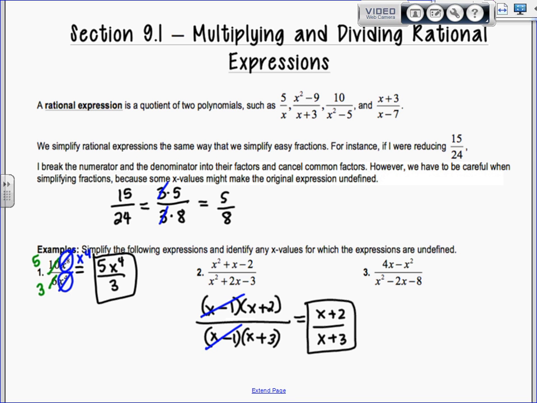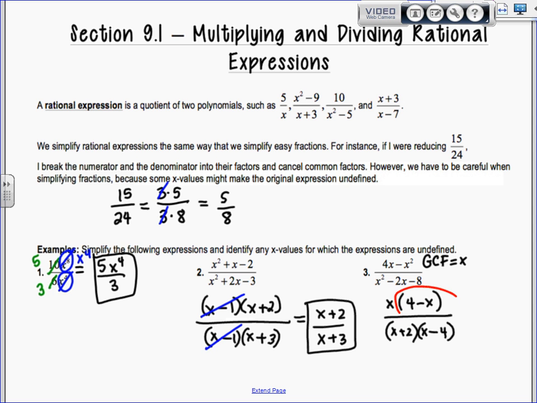Okay, so this next one I have 4x minus x squared all over x squared minus 2x minus 8. Okay, so there's a GCF on the top. So I'm going to pull out the GCF, which is x. So I'm going to have x times 4 minus x all over, and then I'm going to factor the denominator. So I'm going to have x and x, 4 and 2. So I need a -4 and a +2. That way my outer and inner combine to be -2.